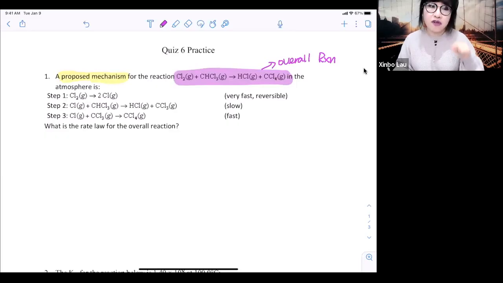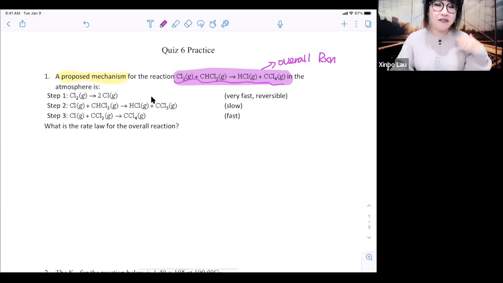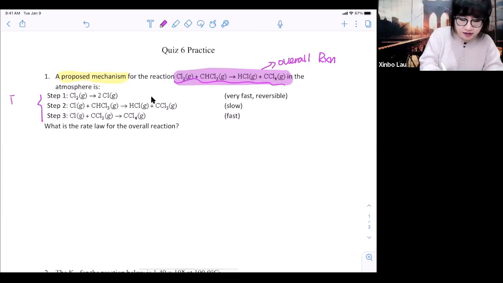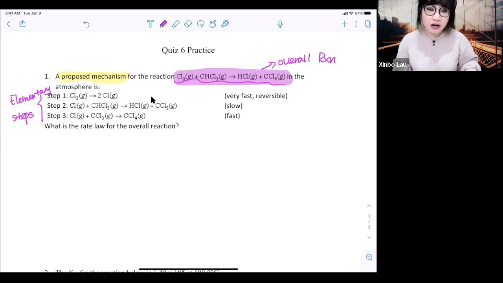Now think about it. If you add step 1, step 2, and step 3 all together, what should we have? Very good, we should have that overall reaction. Exactly, that's the whole idea. If the steps add up, they should equal the overall reaction. That's a basic understanding. For this overall reaction, we're saying it's going to take these 3 steps, and we call these 3 steps the elementary steps.